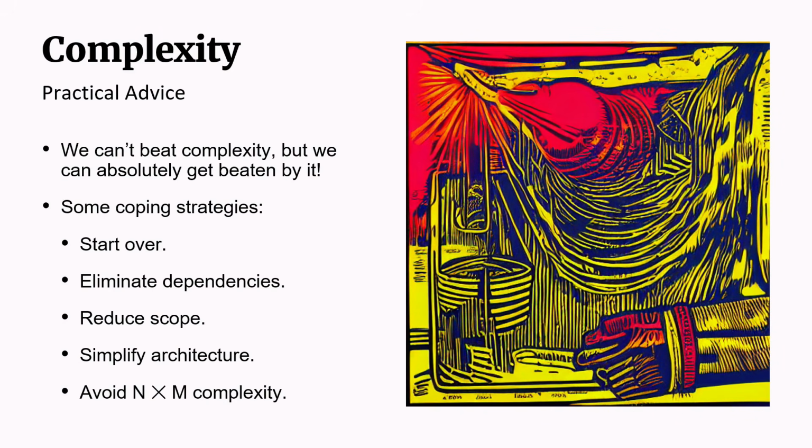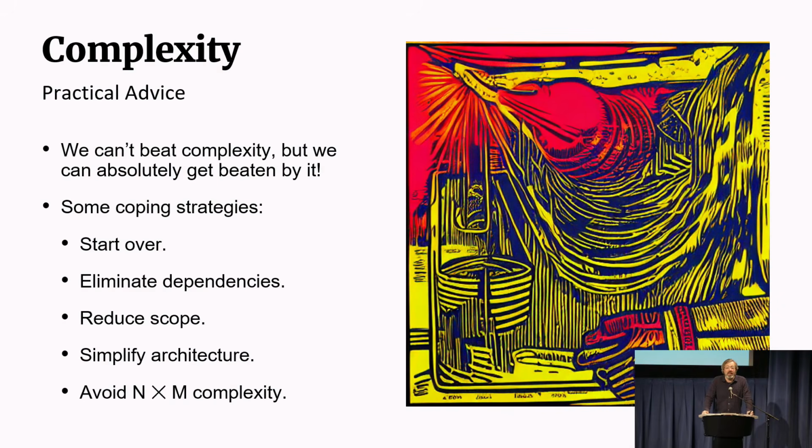And so, what are our coping strategies? Well, we can start over, we can eradicate dependencies, we can cut scope, do less. We can simplify our architecture, and a really big one is being conscious of and learning to identify when you're getting into these multiplicatory environments. Once you start porting things to multiple platforms and having to build those per-platform abstractions, how do you manage that complexity back down? How do you isolate complexity? And a big part of success is isolating complexity.